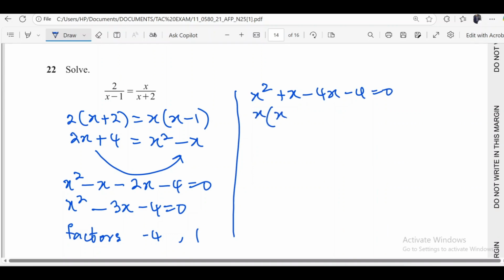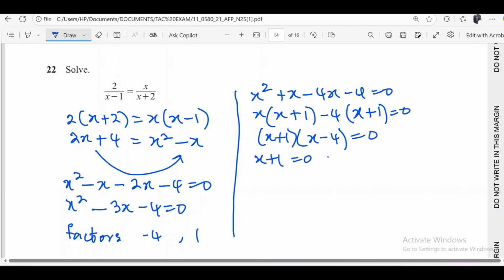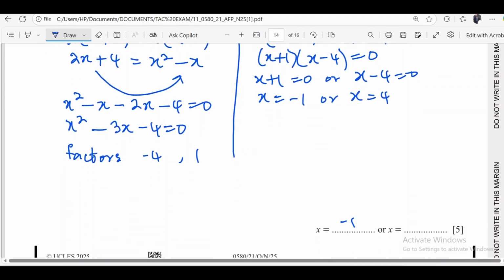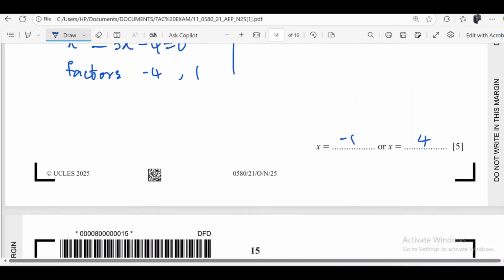We can now factorize. Minus 4 is common. Here we have x plus 1, so this is x plus 1, x minus 4 equals 0. So either x plus 1 equals 0 or x minus 4 equals 0. Solving here, x equals minus 1 or x equals 4. So we have the solution here: x is minus 1 or 4. All right, let's move on to the next question.